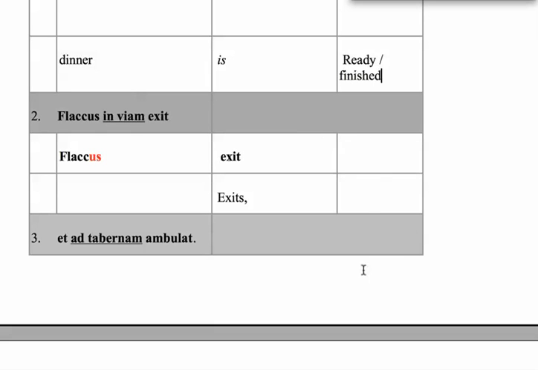Now to fill in the right-hand box, many sentences in Latin don't have a direct object. We call them intransitive, but don't worry about that. I'll just type it down here. Intransitive, that means no direct object. Okay. But for English purposes, you can put the prepositional phrase to the right, into the street. Okay, so Flaccus exits into the street.